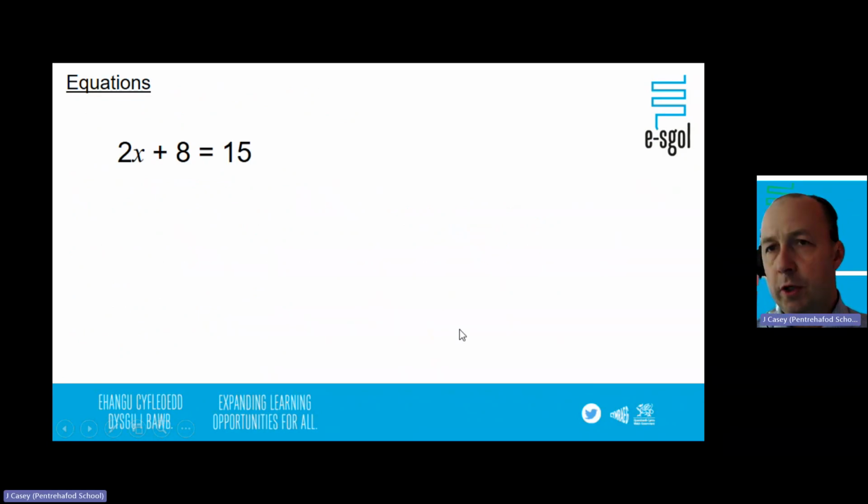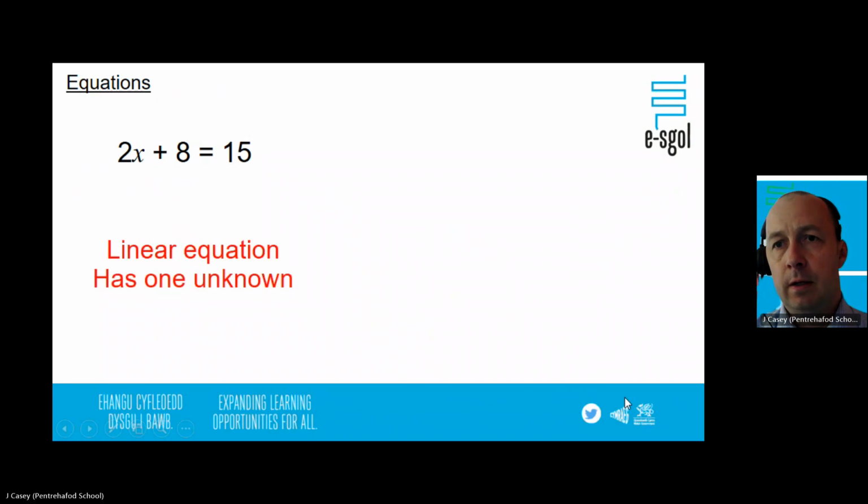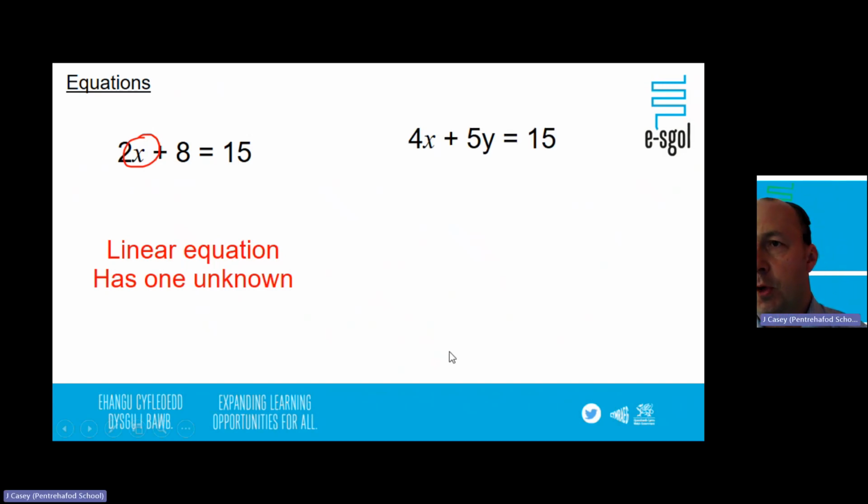Okay, so on this equation, we've got 2x + 8 = 15. And that's very similar to the sort of equation that we had earlier. That's a linear equation. Okay, it's got one unknown, so it's got this x. We're trying to find the value of x. We're not going to do it, but this is the sort of thing we come across before. That's just one unknown.